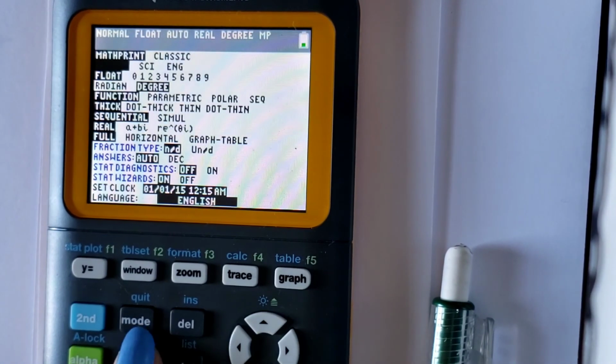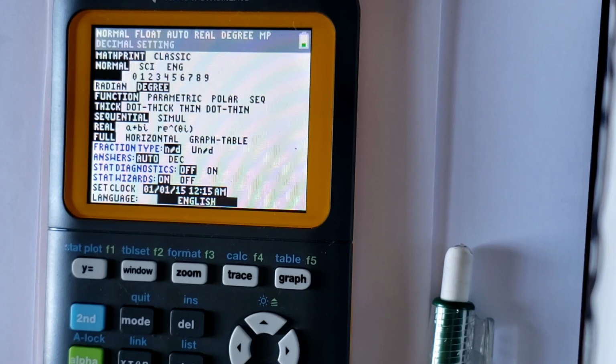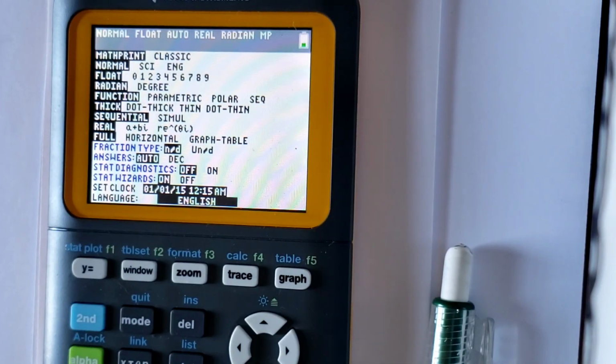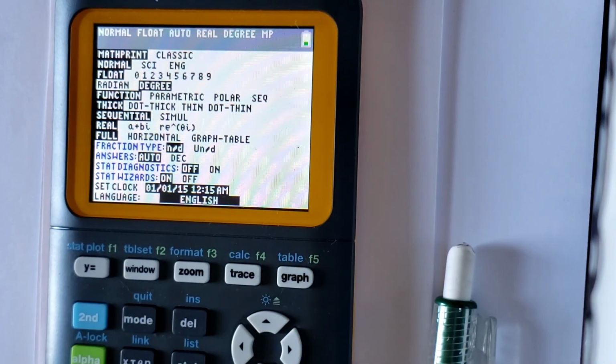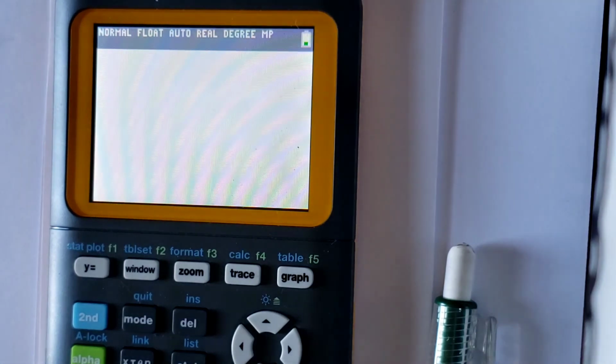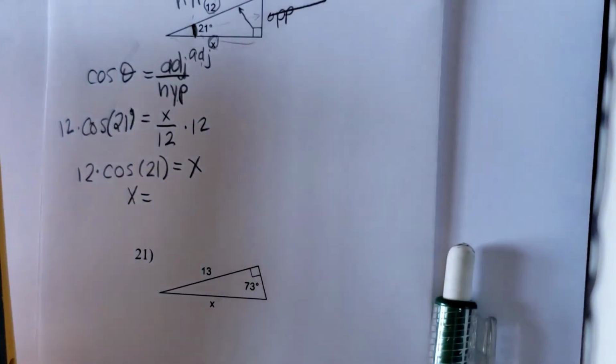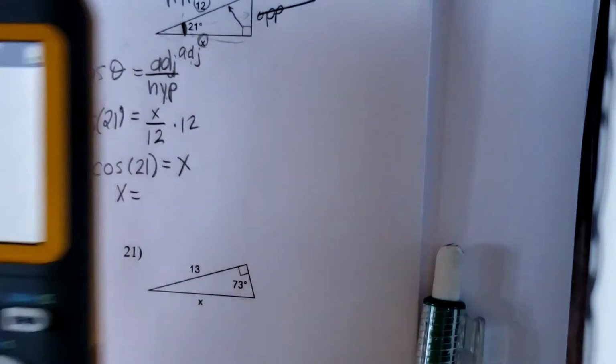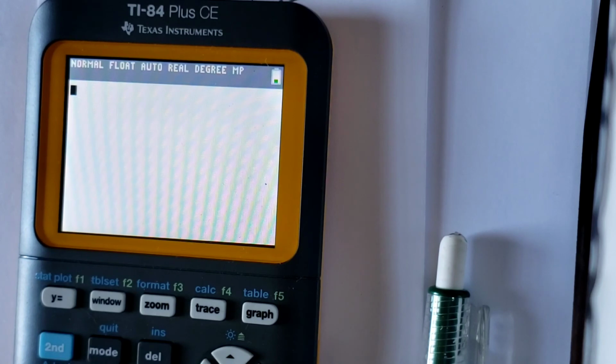So I clicked the mode button on this calculator. Okay, I go down till I see the radian and degree options. If it's clicked on radian, you need to go over and make sure it's measuring in degrees. Degree and radian are just two ways to measure angles, and we know how to measure an angle in degrees. So we literally just need to type 12 times cosine of 21. You don't need the degree. 12 times the cosine 21.